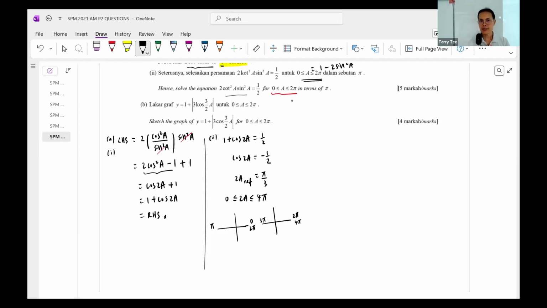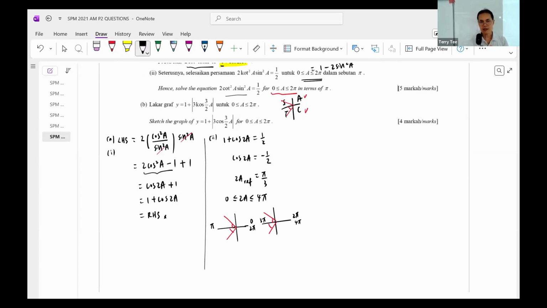But cos, remember ASTC? All Science Teacher Crazy? Cos is positive in quadrant 1 and 4. C for cos, positive here. Cos is negative in quadrant 2 and 3. So if it's quadrant 2, we draw this. Quadrant 3 is here. Quadrant 2, quadrant 3.